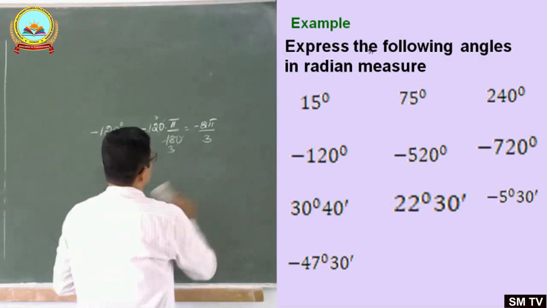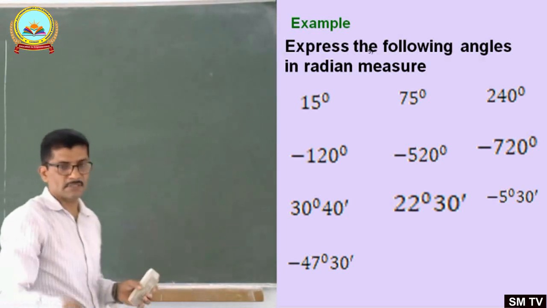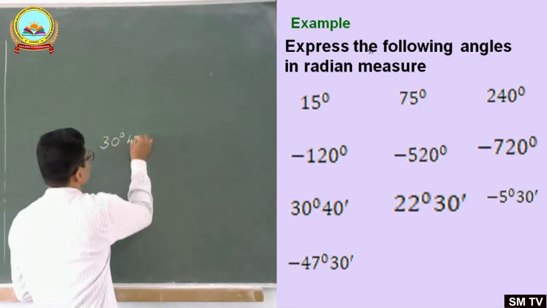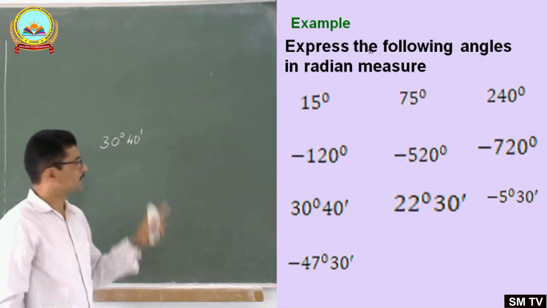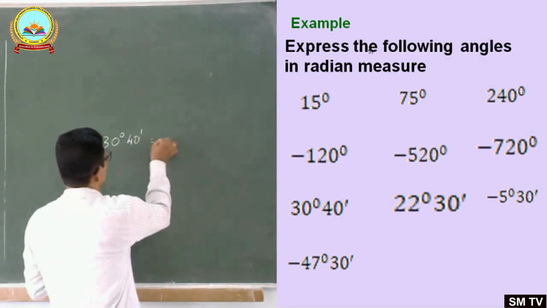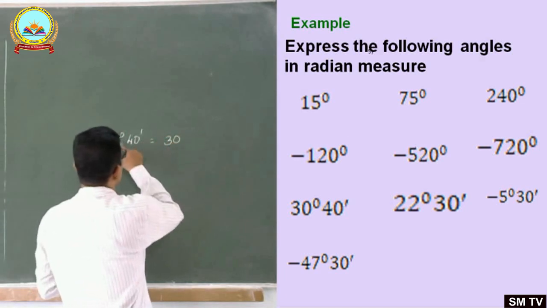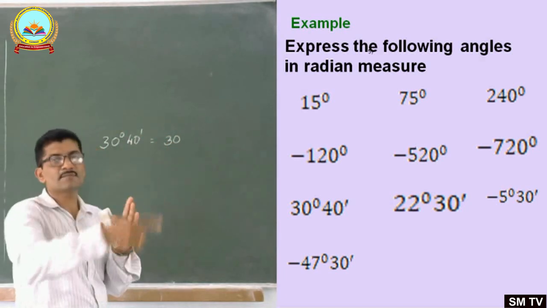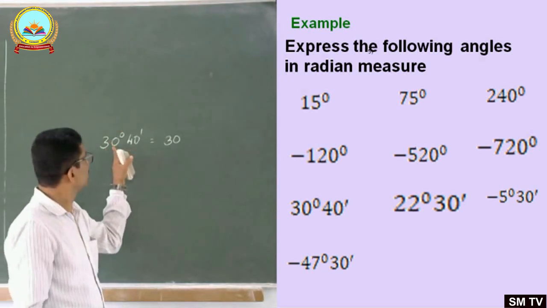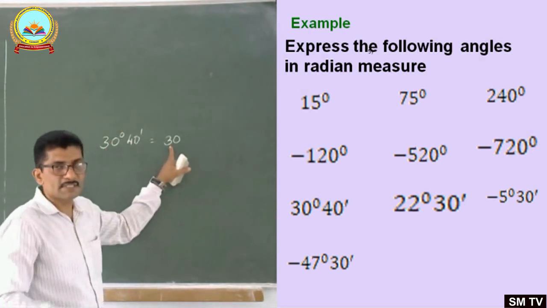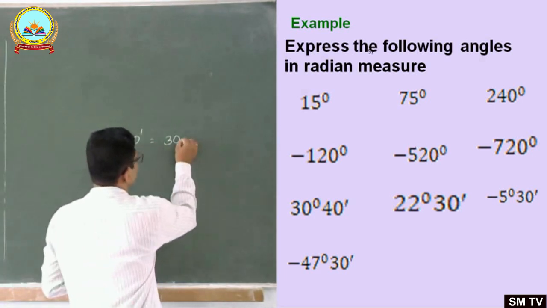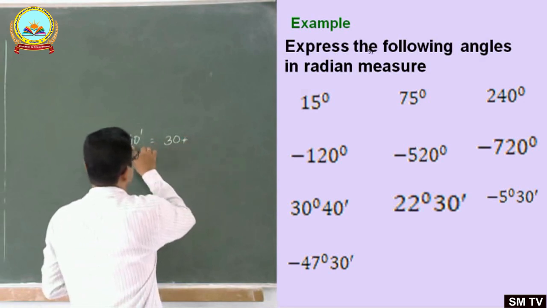But very important: suppose the first one is a 2 mark question, 30 degree 40 minutes. It is clear? 30 degree 40 minutes is converted into radian measure. Here, first rewrite 30 degree 40 minutes in terms of degrees. Therefore 30 degree 40 minutes actually means 30 plus 40 minutes.